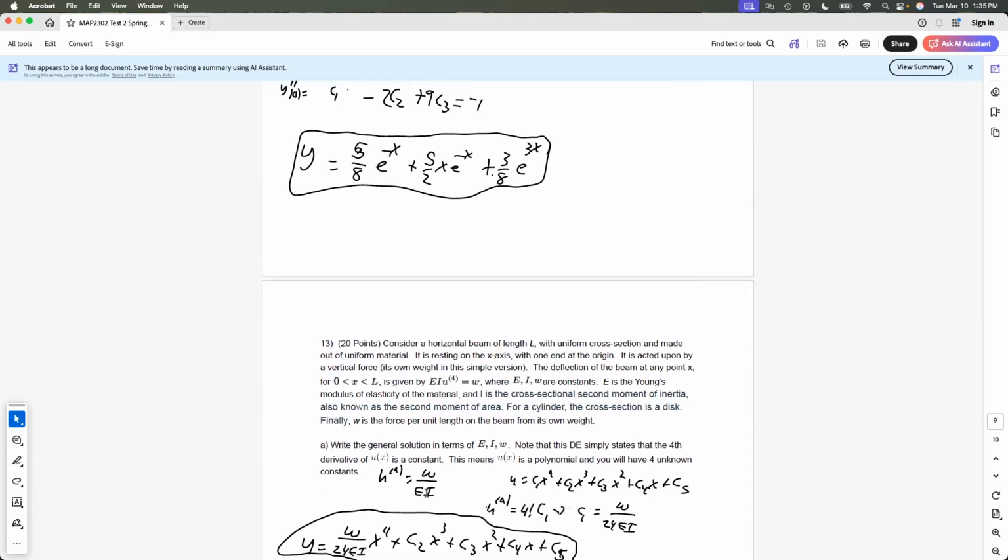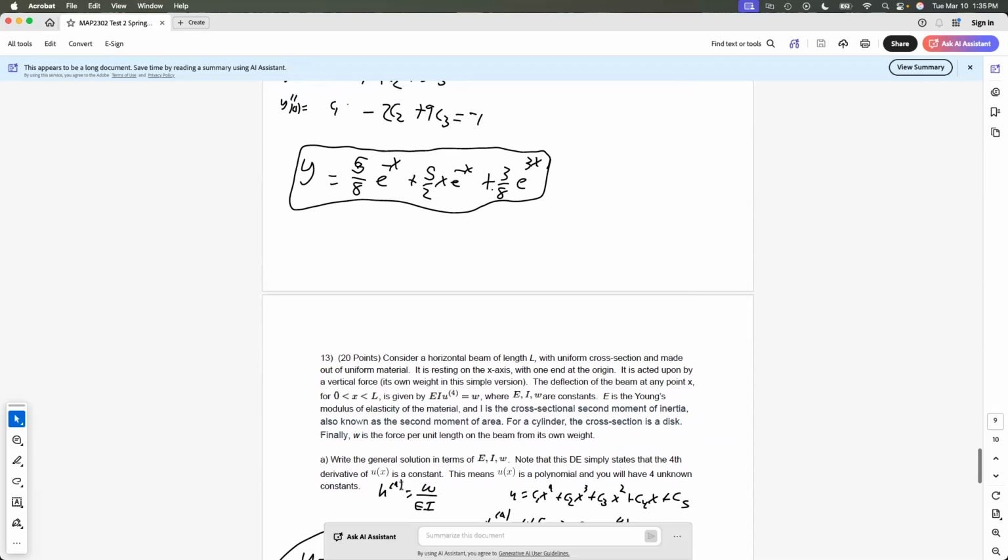There are a bunch of different ways we could get there, but the easiest way is to say, okay, we've got a non-homogeneous fourth order DE. First, we do our characteristic polynomial. That's going to be something to the fourth equals 0. That's 4 solutions of 0. So lambda equals 0.